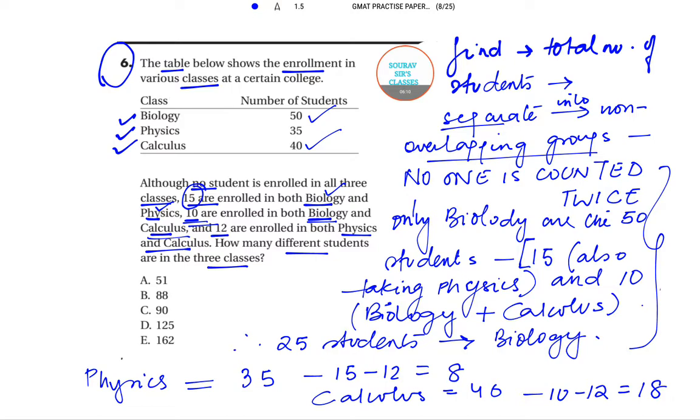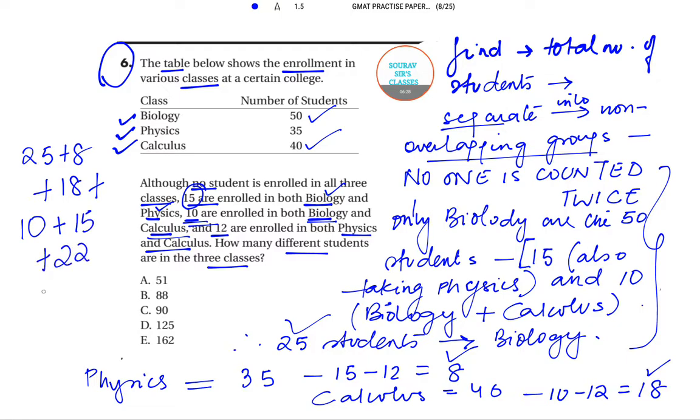So the total number then becomes 25 plus 8 plus 18, this is our 25, 8, 18, plus 10, 15 plus 12, and this will give us a value of 88. And so option number B is our correct answer to this particular question.